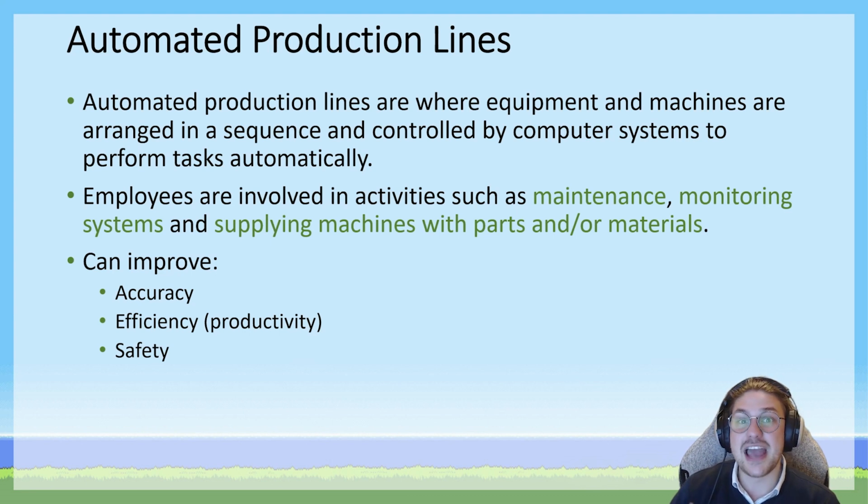But certainly an automated production line is just that. It's one where the human labor has been replaced by machinations and robotics and computer systems to replace human labor. Some of the advantages of an automated production line over a more labor-dependent production line include improved accuracy and efficiency. Humans are prone to mistakes.